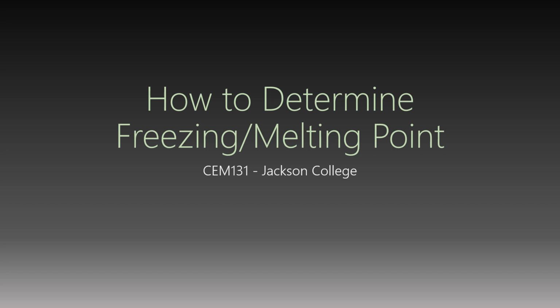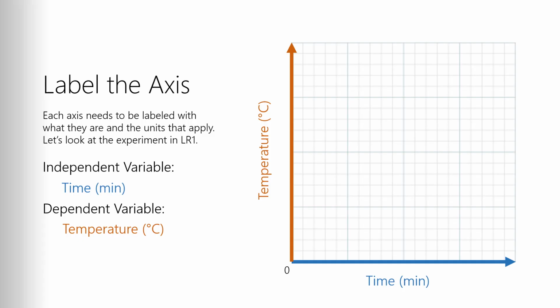This is a quick video to help you plot out the freezing melting point curve in Lab Report 2 and to graphically determine the freezing/melting point of the phenyl salicylate. So we're going to construct our graph just like we did in Lab Report 1. We need an independent and a dependent variable. Now our independent variable in this is time in minutes.